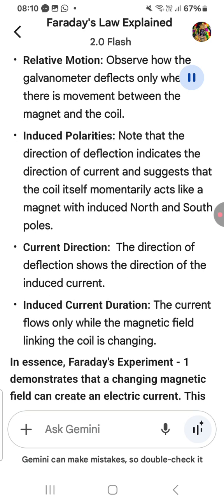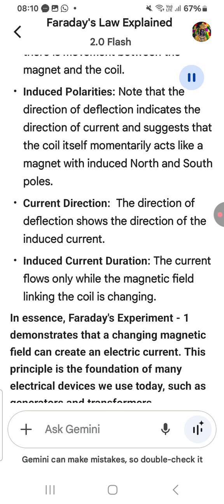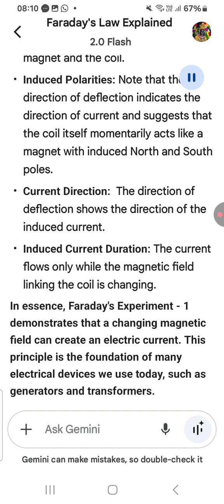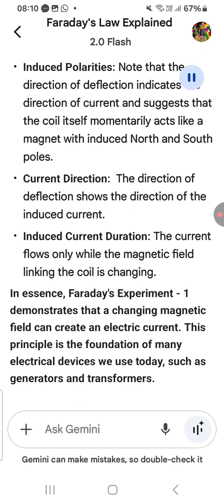In essence, Faraday's experiment 1 demonstrates that a changing magnetic field can create an electric current. This principle is the foundation of many electrical devices we use today, such as generators and transformers.